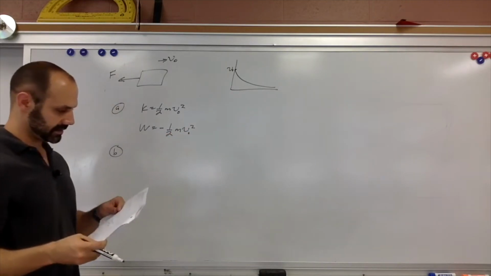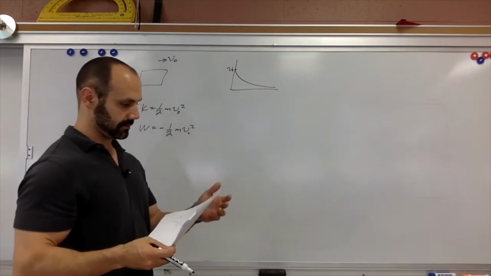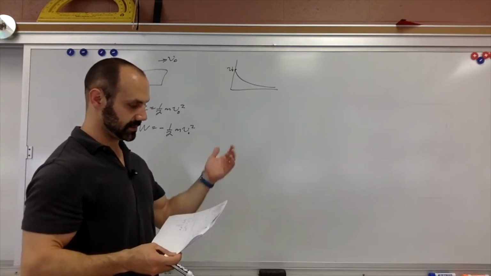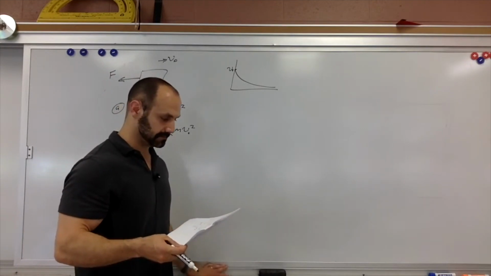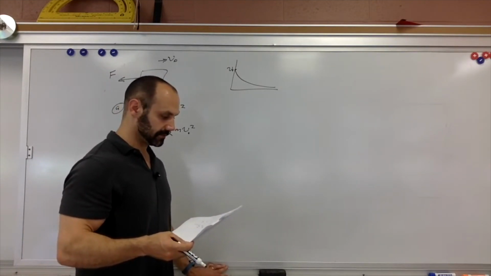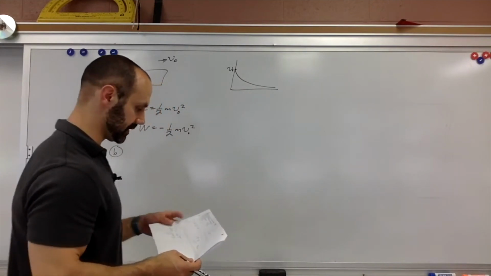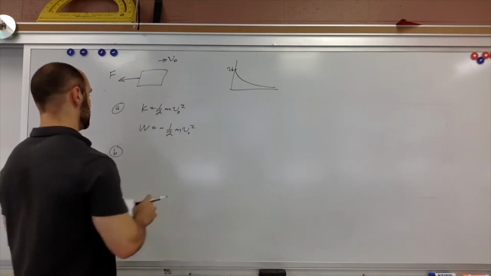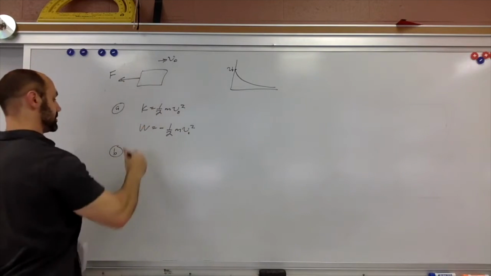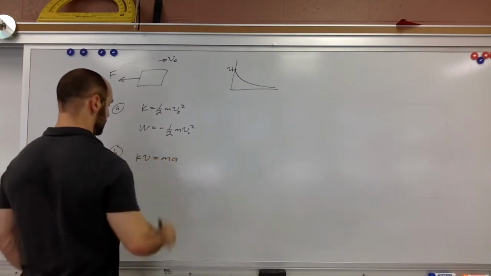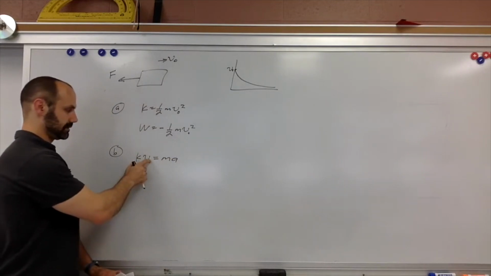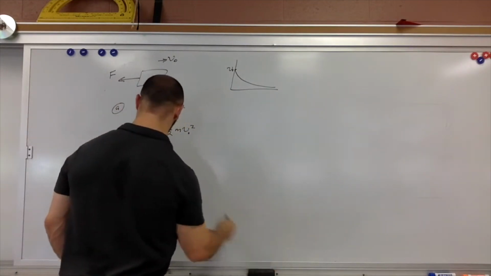For B now, it says that if the force is negative kv, so the opposite direction of v, and then times k, determine the following. The acceleration of the block in terms of m, k, and v. All right. So here, this is the only horizontal force. So kv equals ma. This is the drag force, and that's equal to ma.